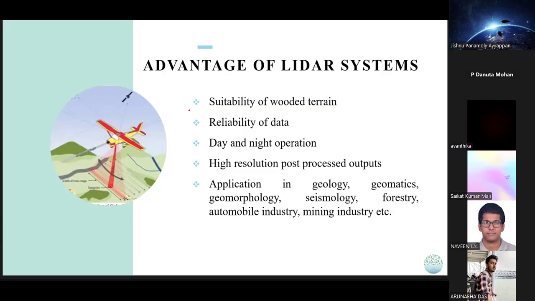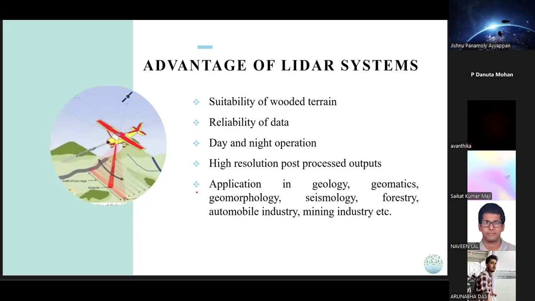Another advantage is that it has both day and night operation capabilities. Because it's an active sensor, we can operate it at night as well as during the day to survey a terrain. But this is not possible with photogrammetric drones, especially when we are using RGB sensors, which limit us to flying in the daytime only. Then come the high resolution post-processed outputs: the data that we acquire using LiDAR remote sensing will be of high resolution and more reliable.